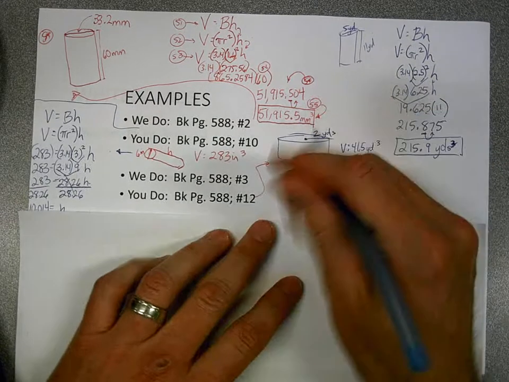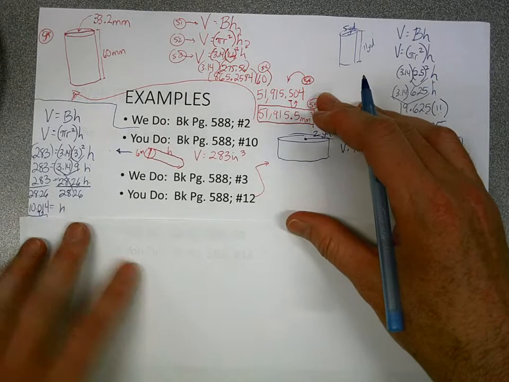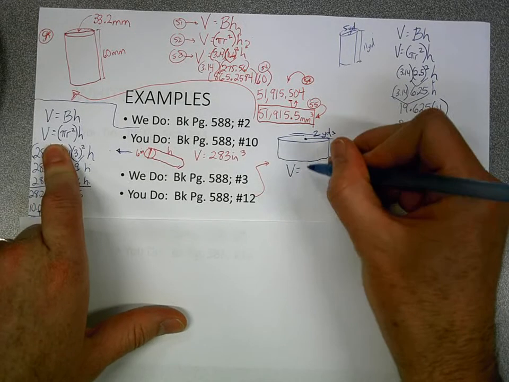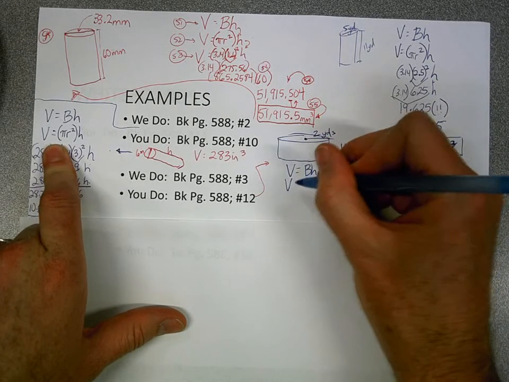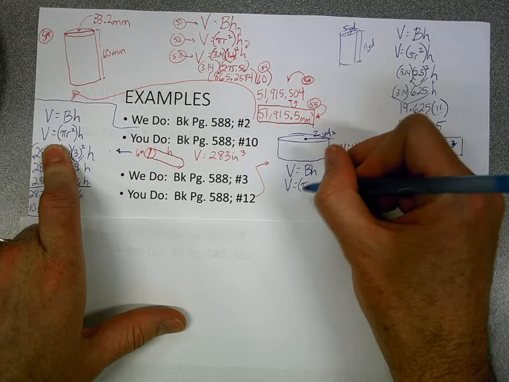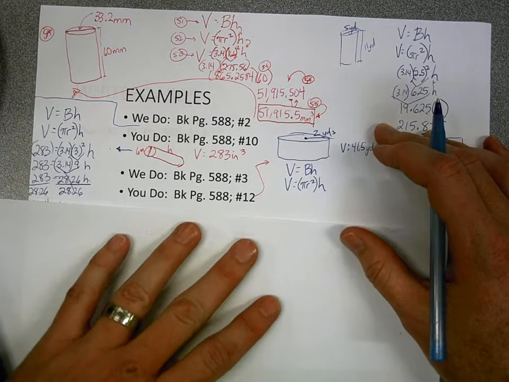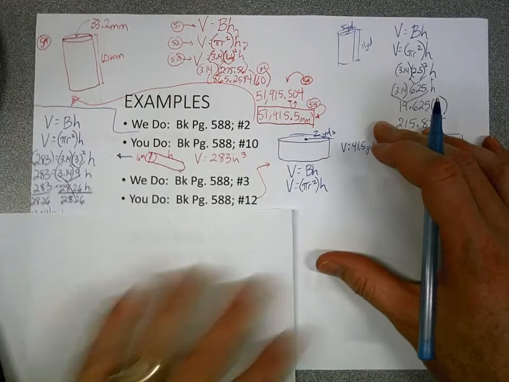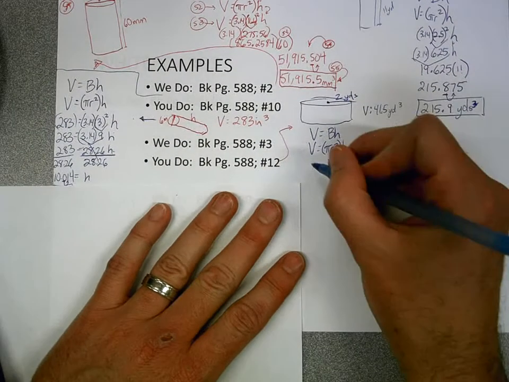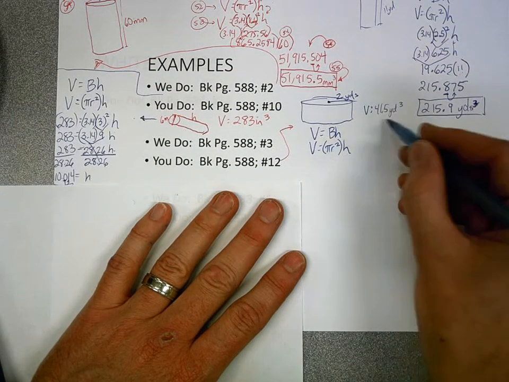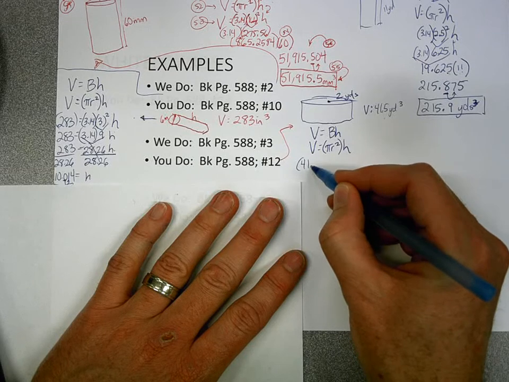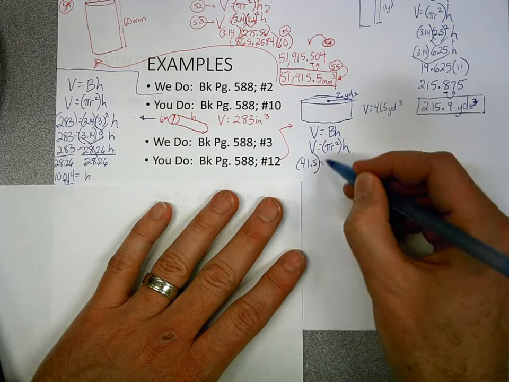I'm going to go ahead, just like I did here. Volume is the area of the base times the height, which means a cylinder is pi r squared times the height. I'm going to start plugging numbers in. So the volume is right there. It's 41 5/10 equals pi is 3.14.